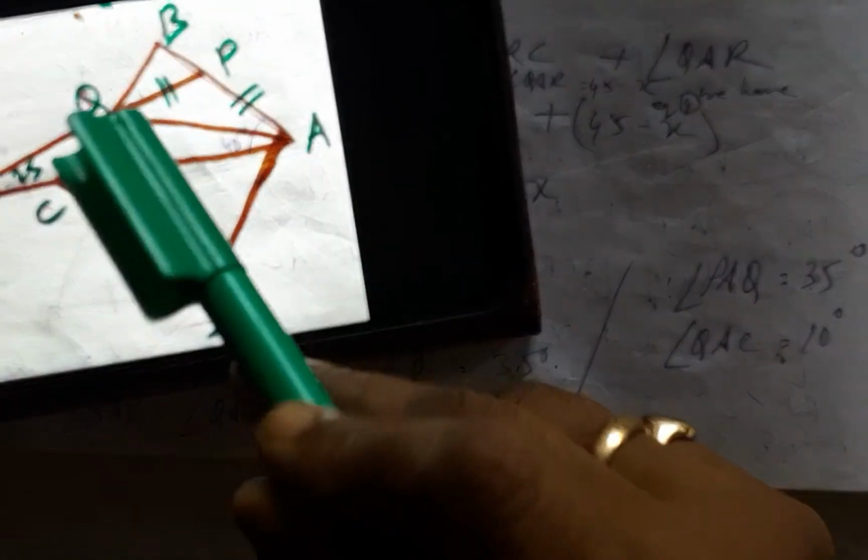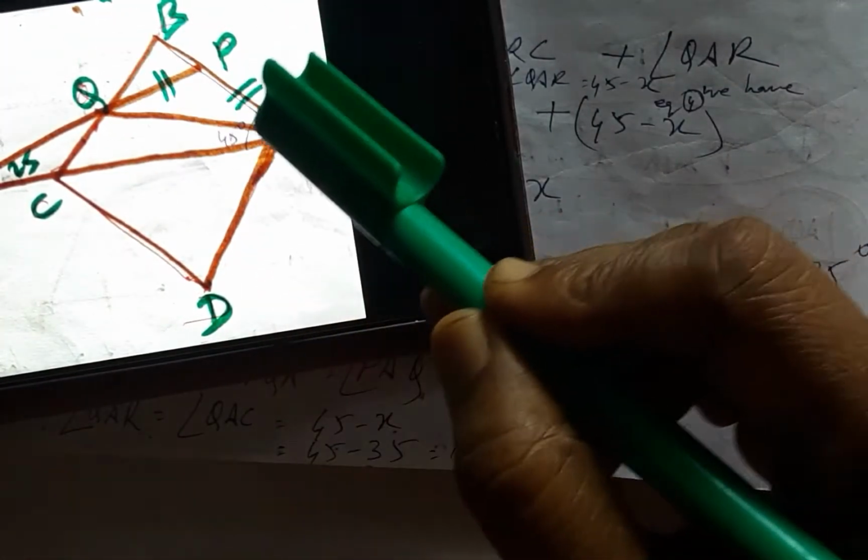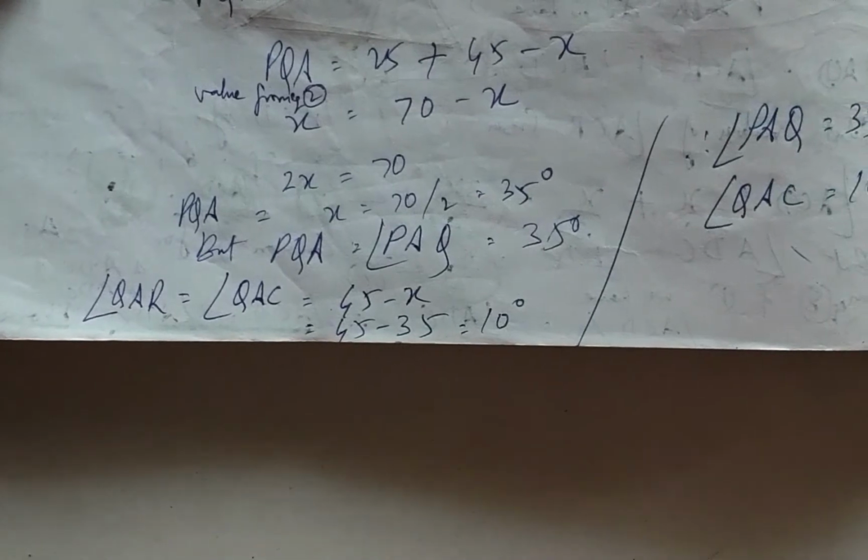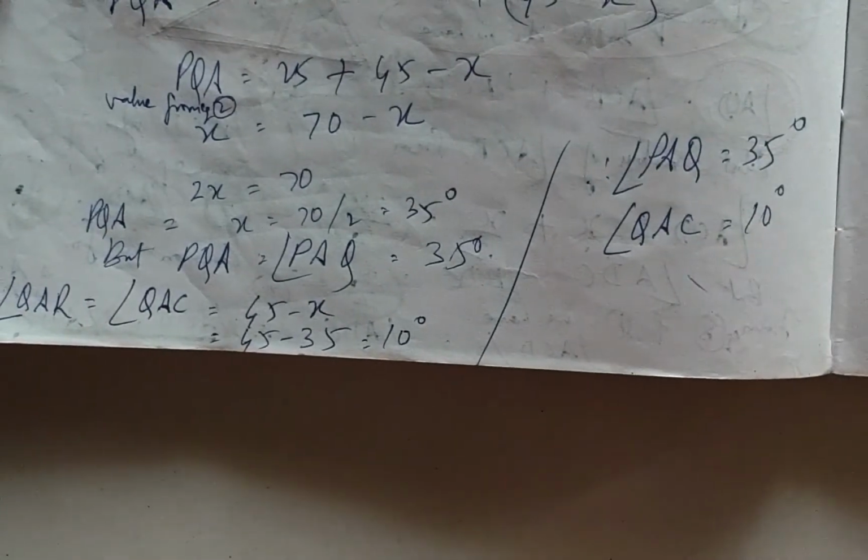Once PQA is 35, then PAQ is also 35. Once this is 35, then this is also 35. And the rest of the problem is very simple maths, just value substitution, and we have got the values as shown here.